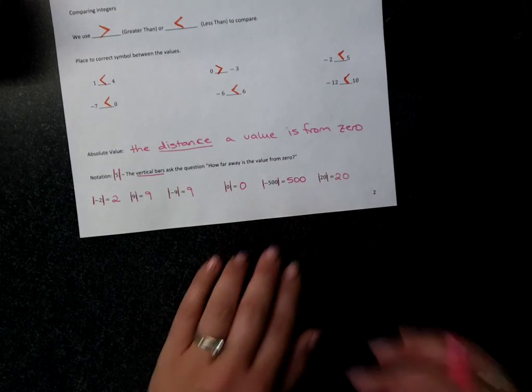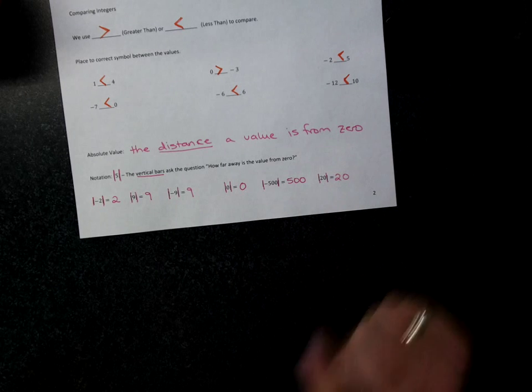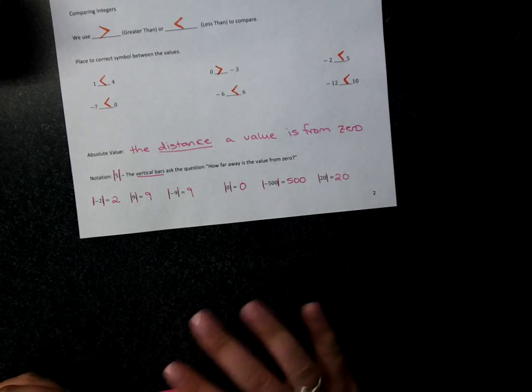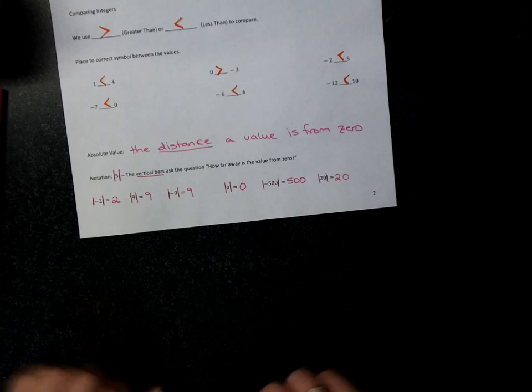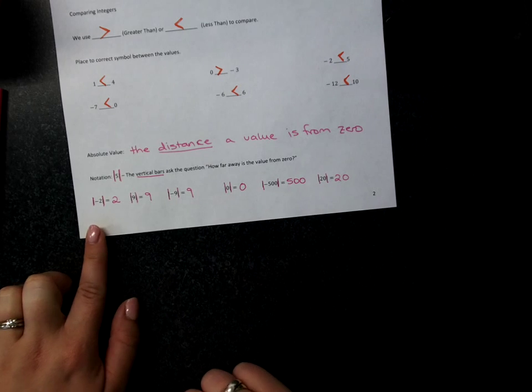So absolute value is something that tricks students. They kind of get stuck on what we're supposed to do. Just remember, it's a very simple question. The distance a value is from 0. How far away is the value from 0? It's not trying to trick you. It's just a symbol, and all it wants is the value, no negatives, no more bars.